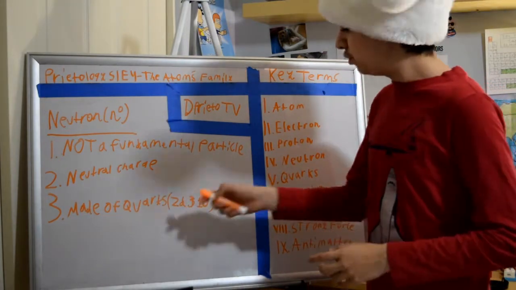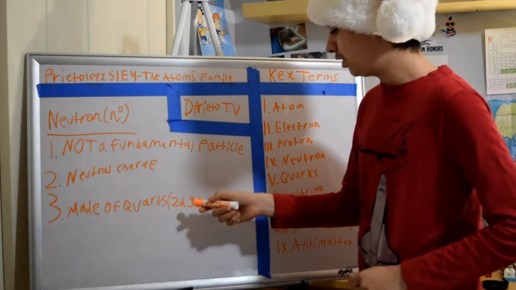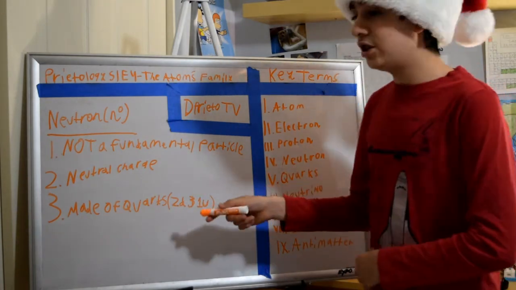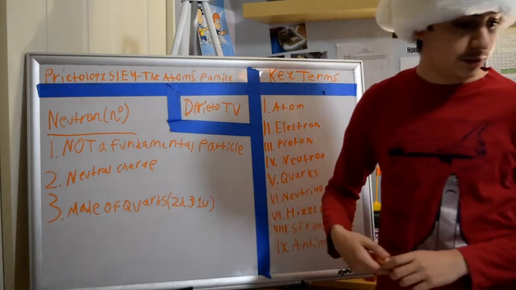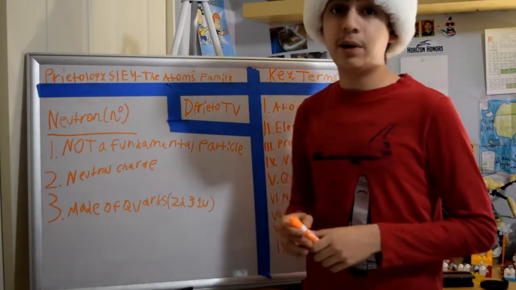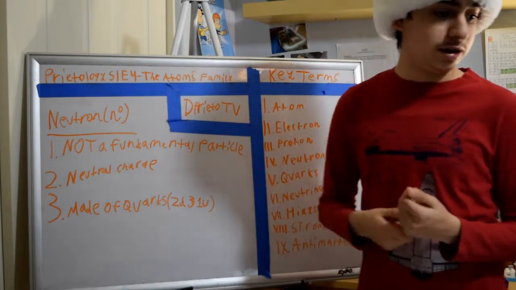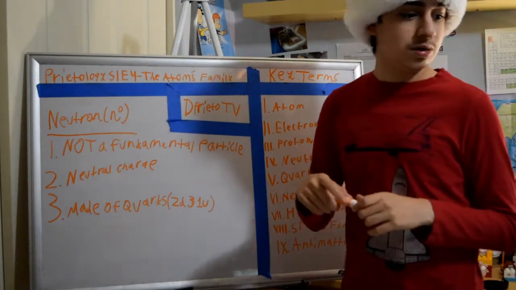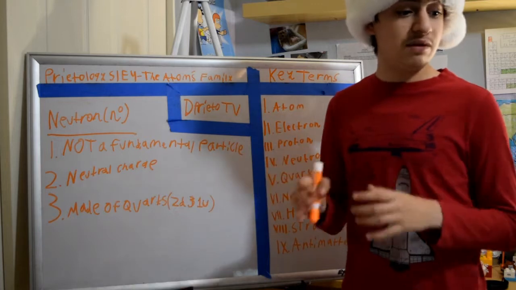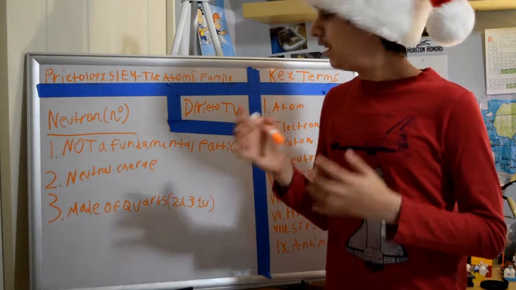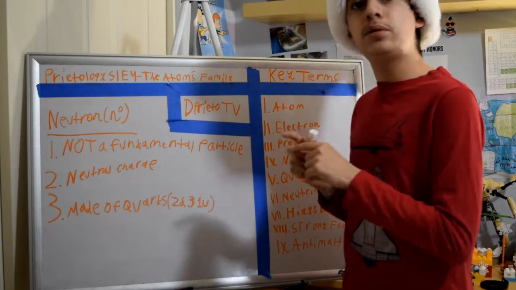This is made of 2 down quarks and 1 up quark. Opposite to what a proton is, which is 2 ups and 1 down. This can usually make radioactive isotopes when you take away some neutrons. The mass of these neutrons is 1.674 times 10 to the negative 27. This is nearly identical, I think, to a proton.